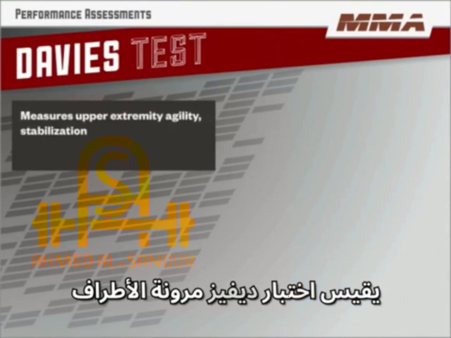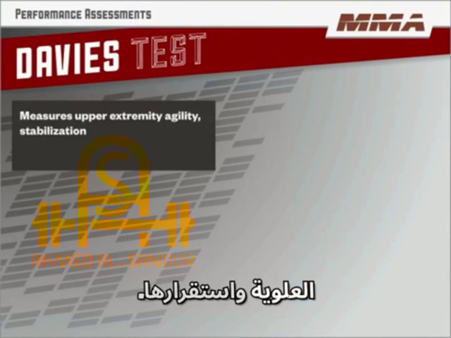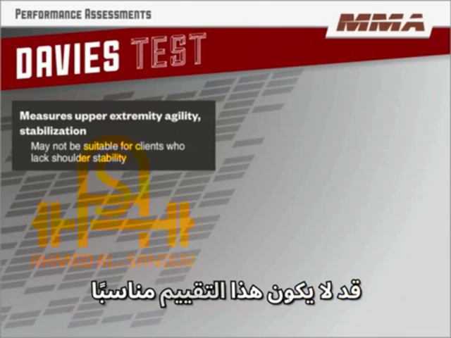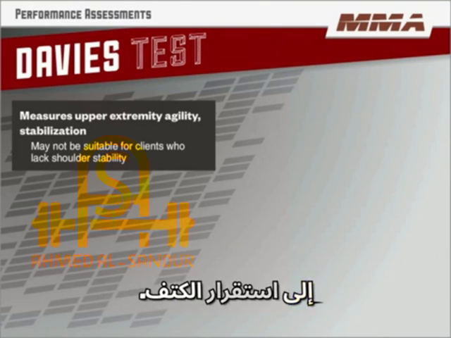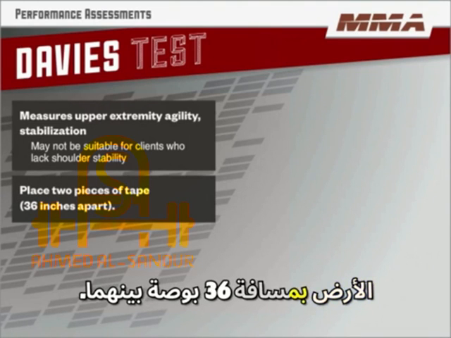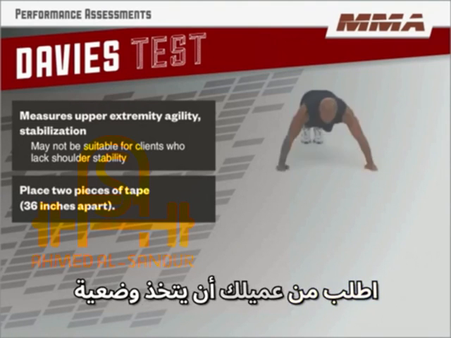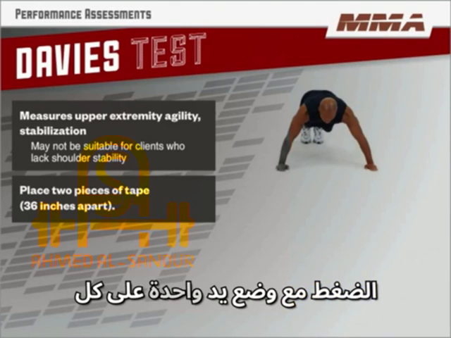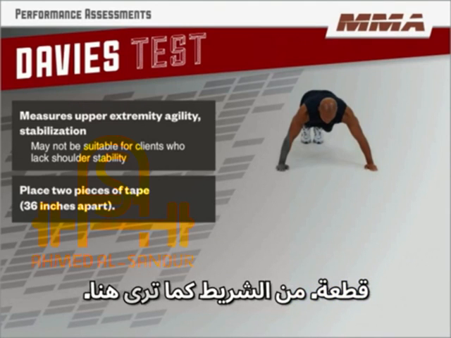The Davies test measures upper extremity agility and stabilization. This assessment may not be suitable for clients who lack shoulder stability. To perform the Davies test, place 2 pieces of tape on the floor, 36 inches apart. Have your client assume a push-up position with one hand on each piece of tape, like you see here.